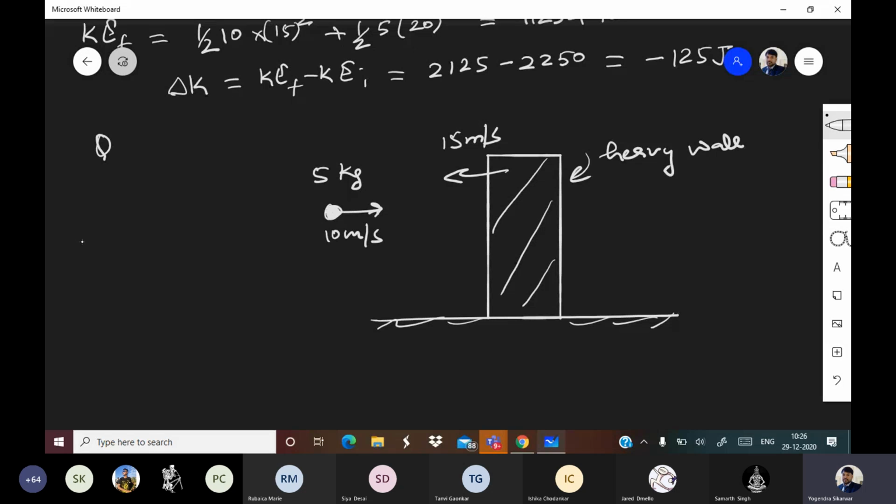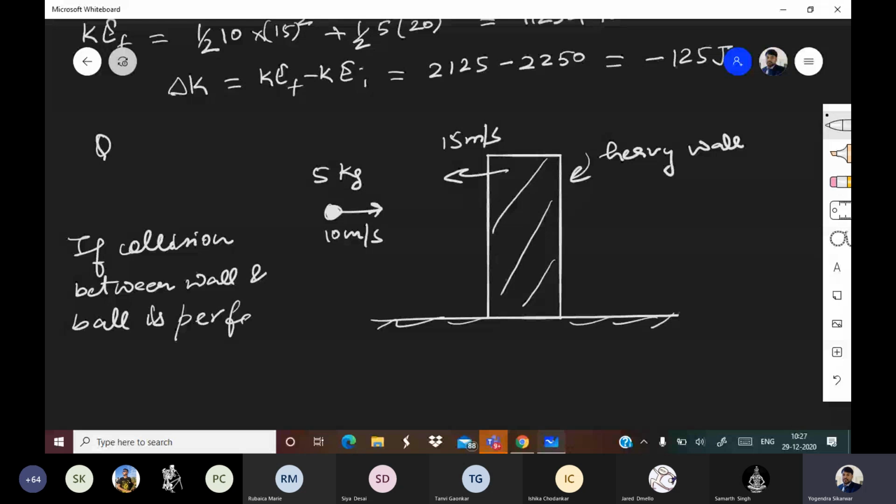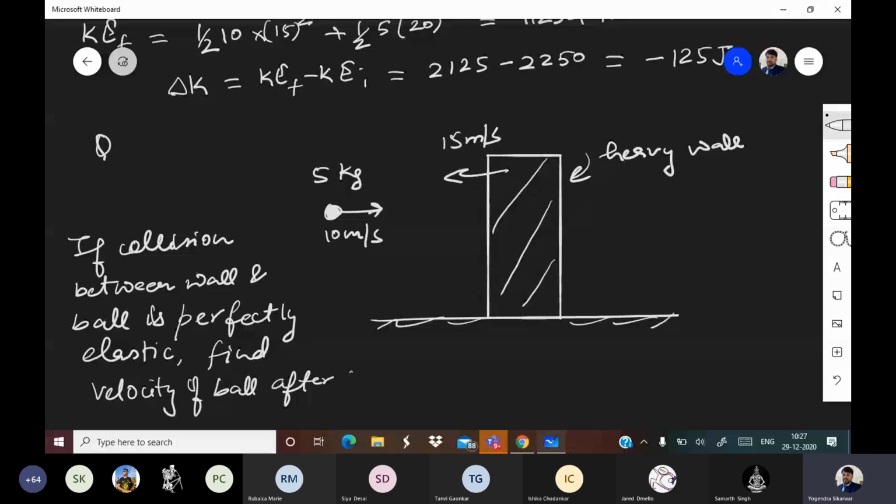Question says if collision between wall and ball is perfectly elastic, find velocity of ball after collision. So you need to find velocity of ball after collision. Please find.